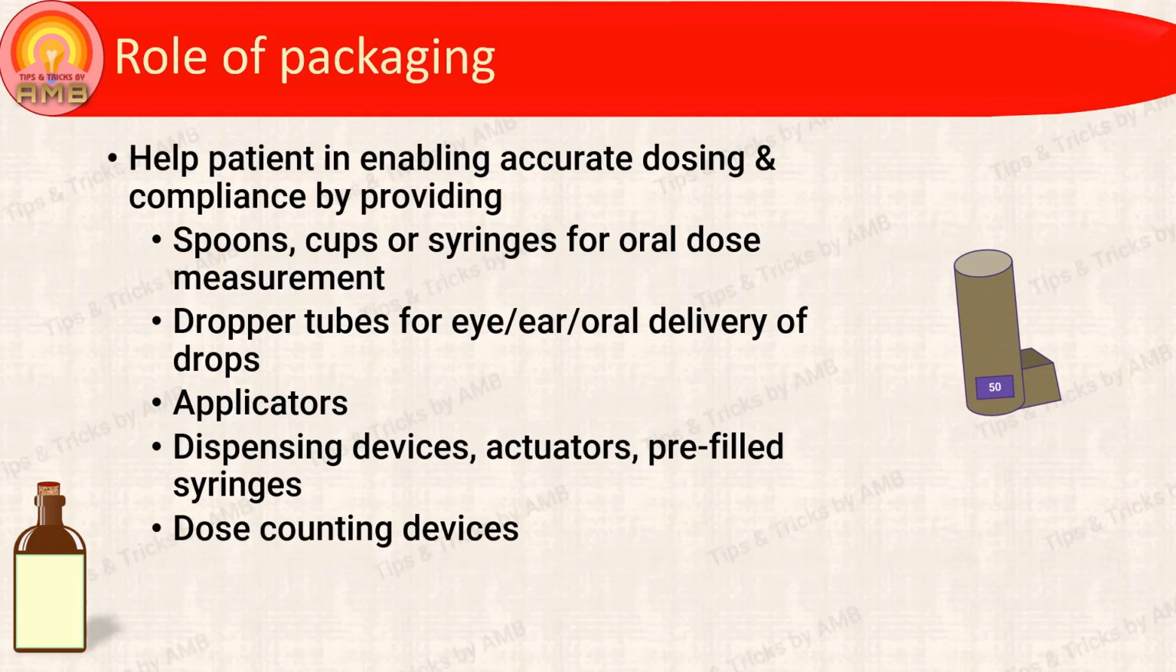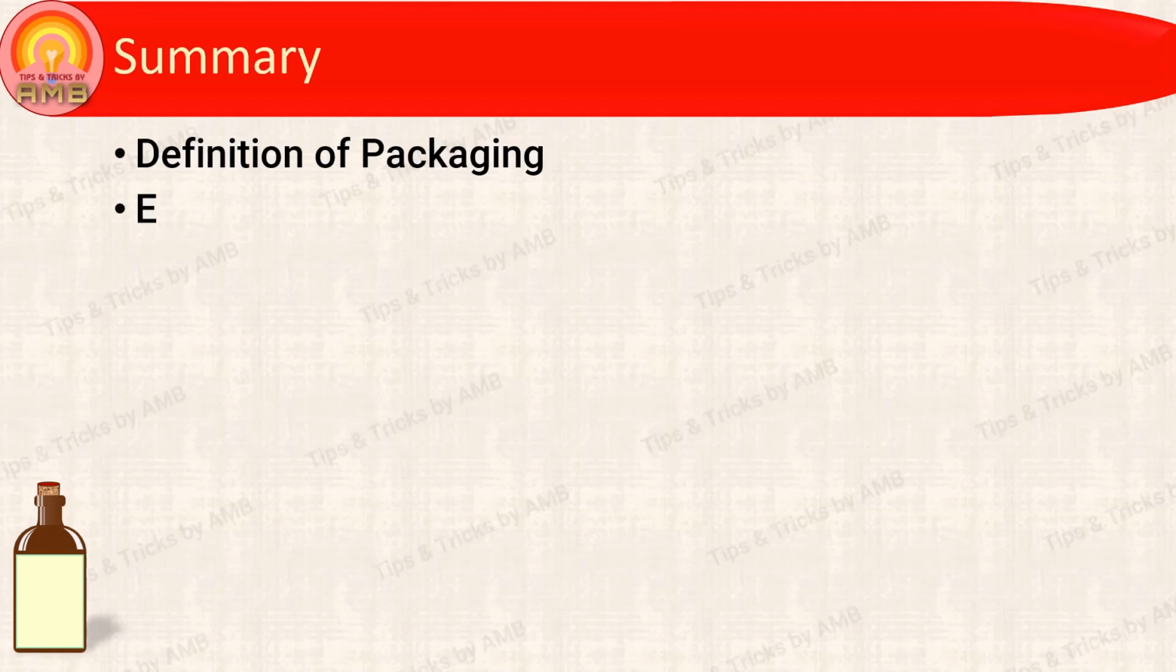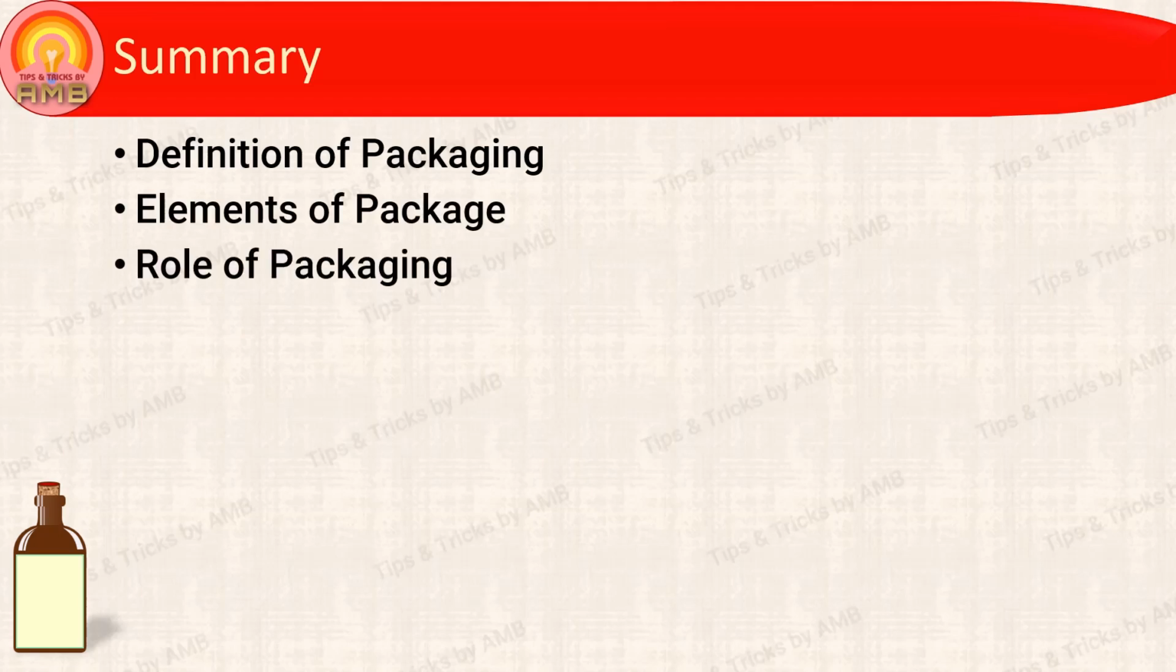Now it's time to summarize the session. First, we discussed the definition of package. Then we discussed containers, closures, liner, carton, and box as the various elements of a package. After that, we discussed that package is useful for protection, identification, and accurate dosing of the dosage form.